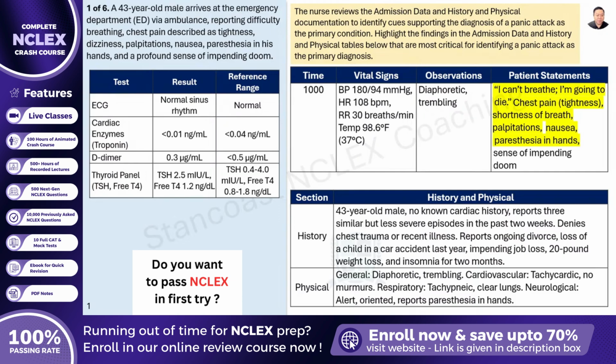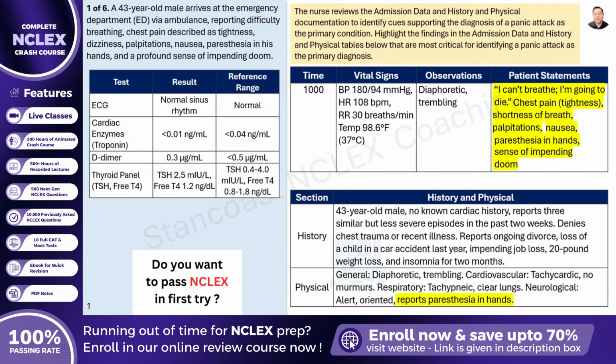And we also have this one: sense of impending doom, which we will highlight in a minute here. And so there are two areas wherein there is documentation about paresthesias. Now let's look into the sense of impending doom.